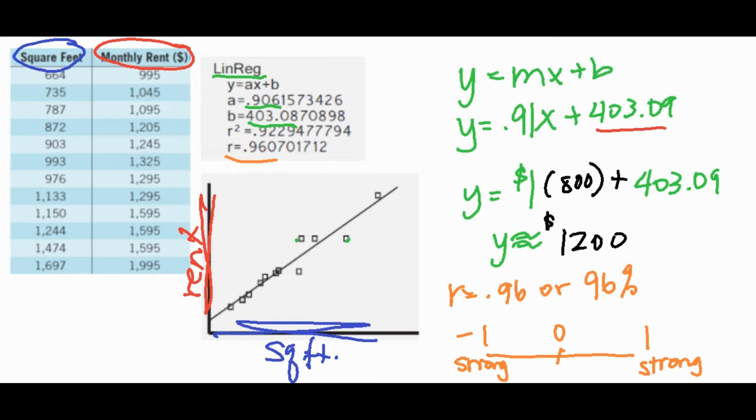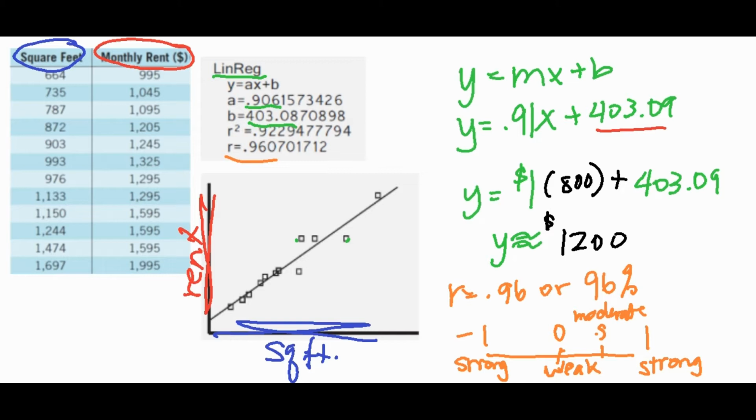There's a strong correlation. If our R value was closer to like 0.5, or like half, right, then we'd say we have a moderate correlation between those two variables. And if it was closer to 0, like 0.102 or 0.12 or something like that, then we would say it has a very weak correlation.